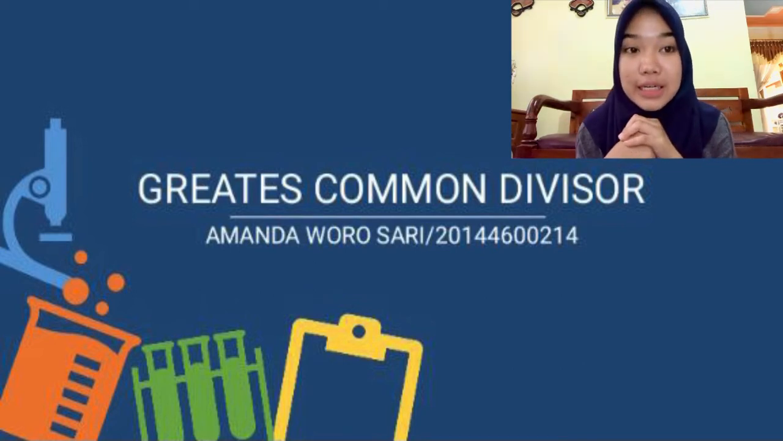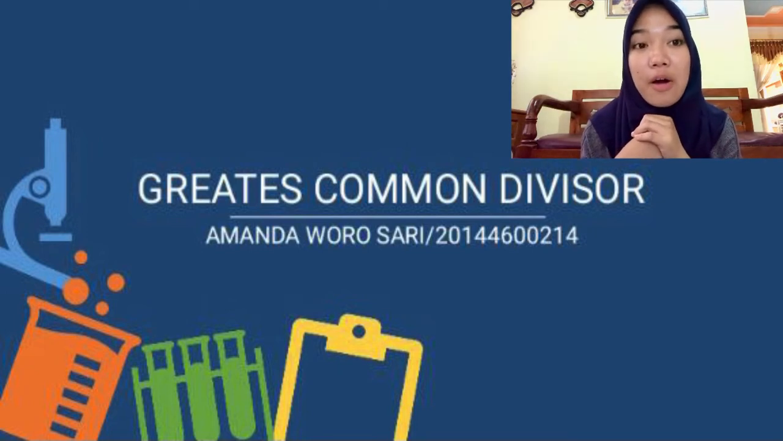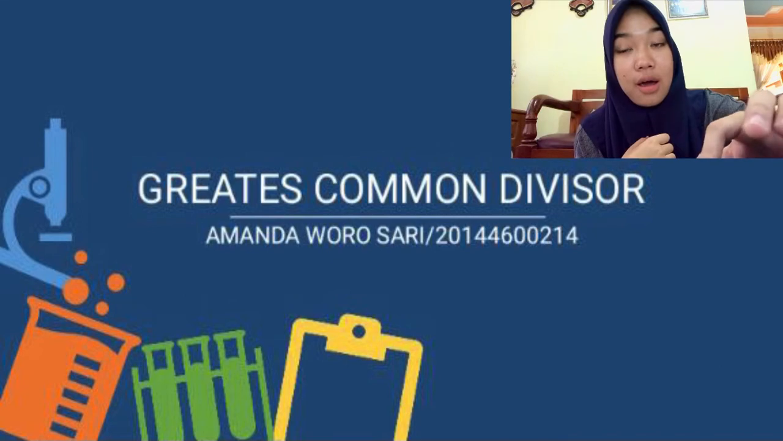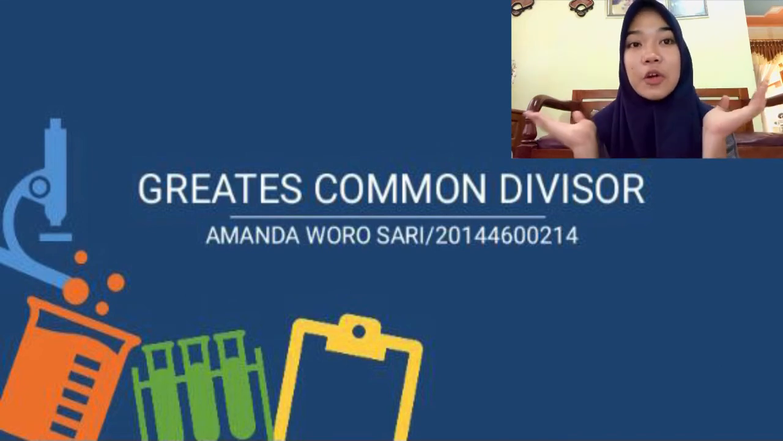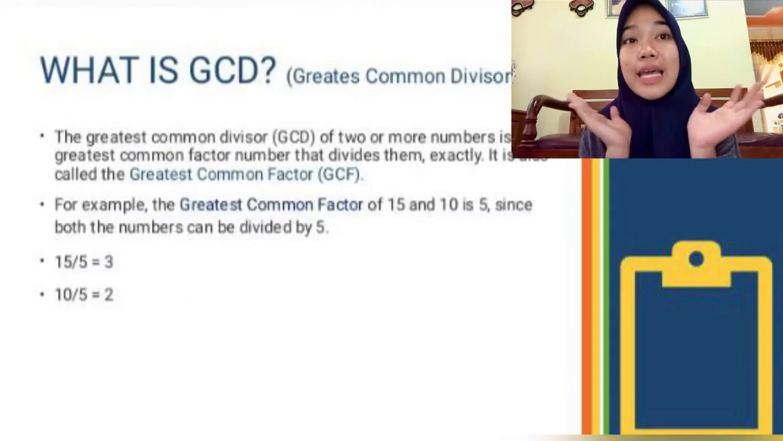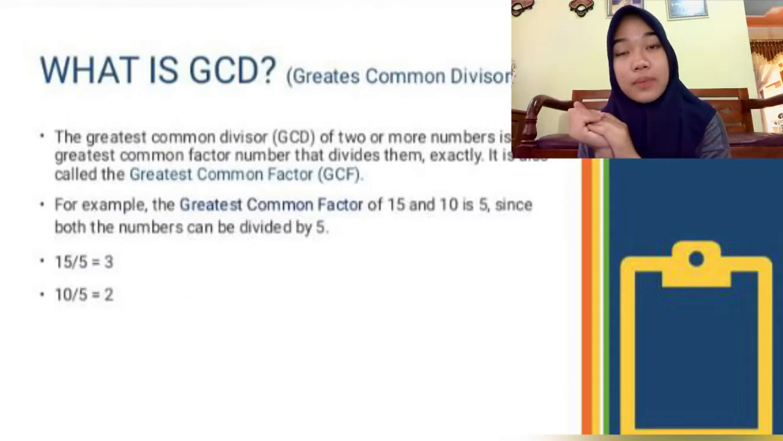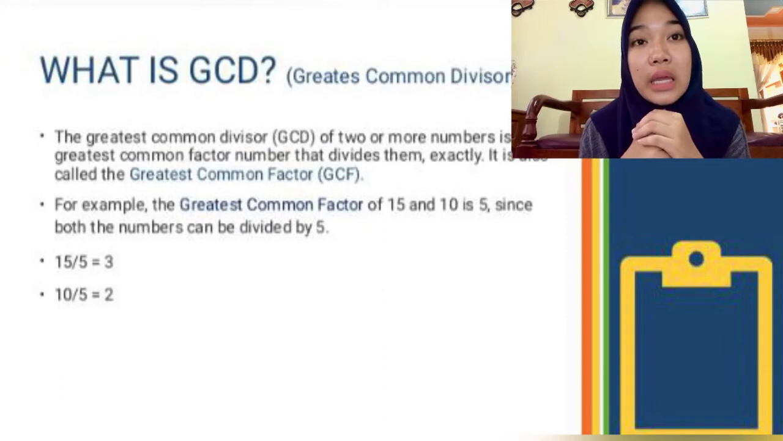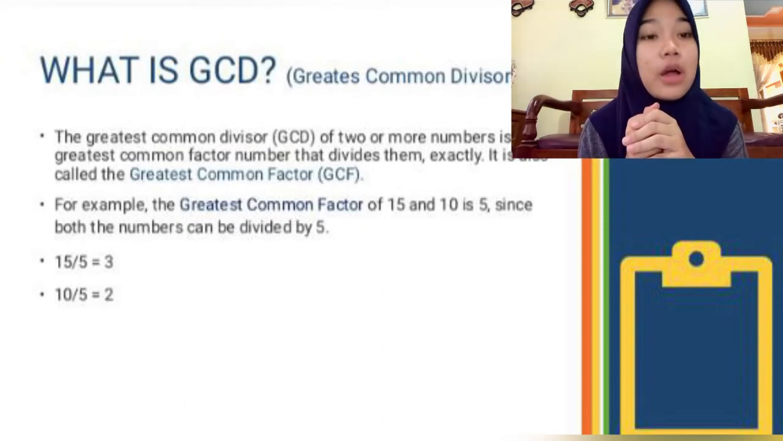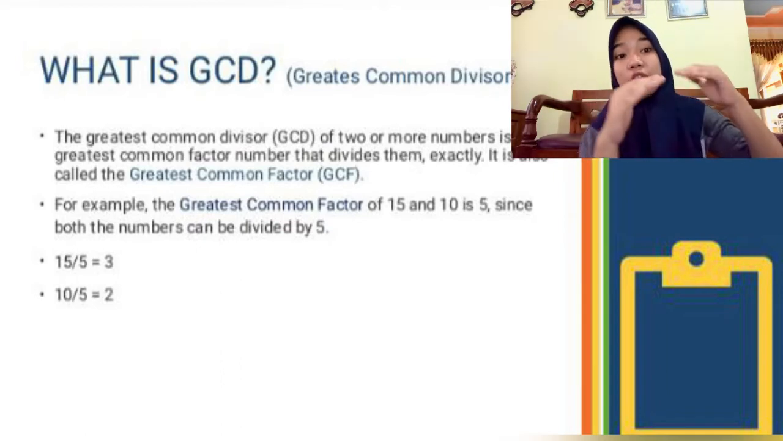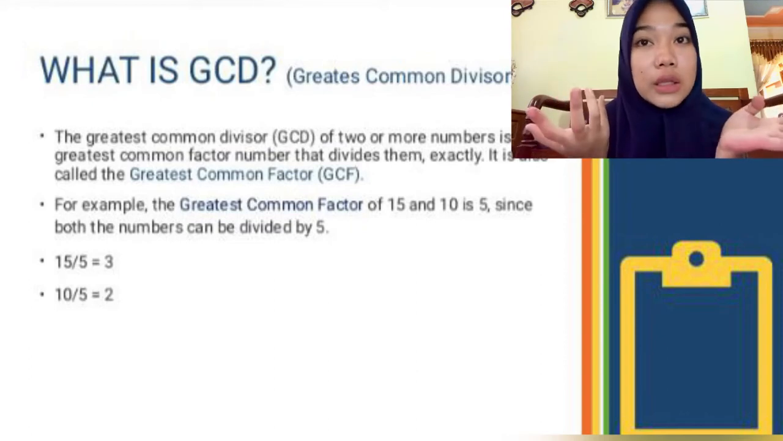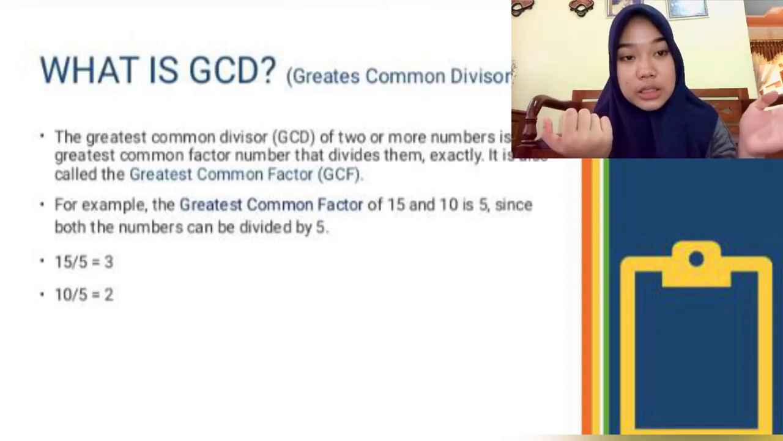So student, let us continue our discussion. In the previous discussion, we learned about greatest common divisor. So, what is the greatest common divisor? The greatest common divisor of two or more numbers is the greatest common factor that divides them exactly. It is also called the greatest common factor.